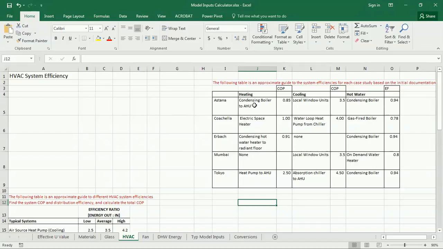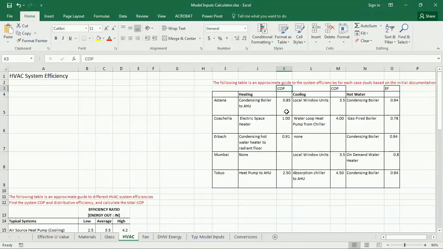Some of the documentation wasn't totally there. So we may want to alter these as we learn more about the systems. Maybe you know more about the systems than I do, and then you can help, or I can help you to figure out what the correct COP should be.